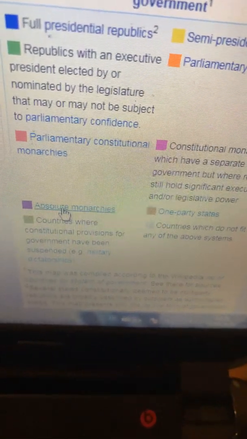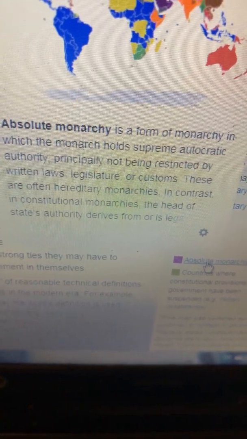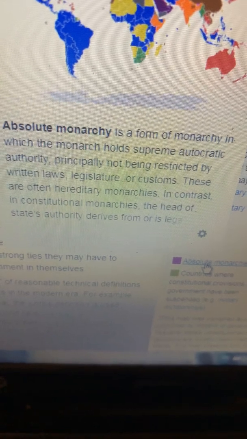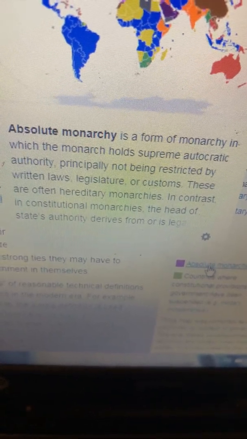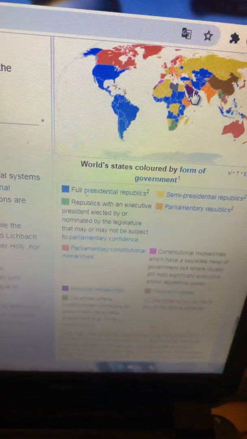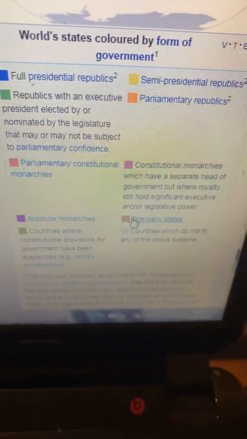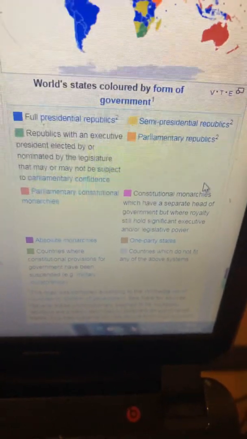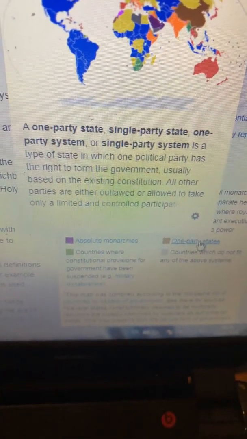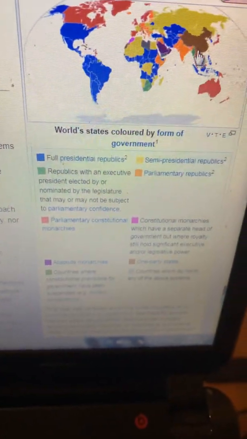the absolute monarchies, a form of monarchy in which the monarch holds supreme authority, principally not being restricted by written laws, legislature, or customs, like in Saudi Arabia and UAE. And the one-party state, single-party state, one-party system, single-party system, then like in China.